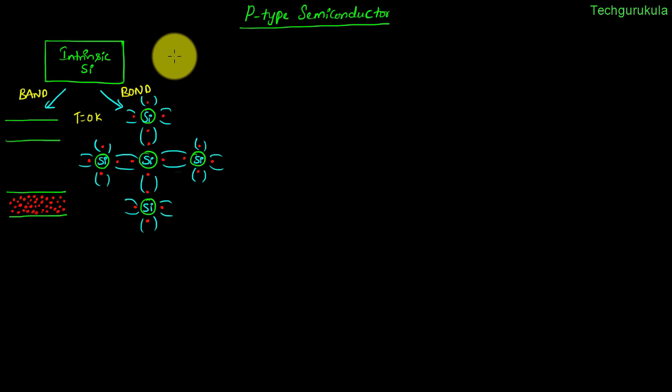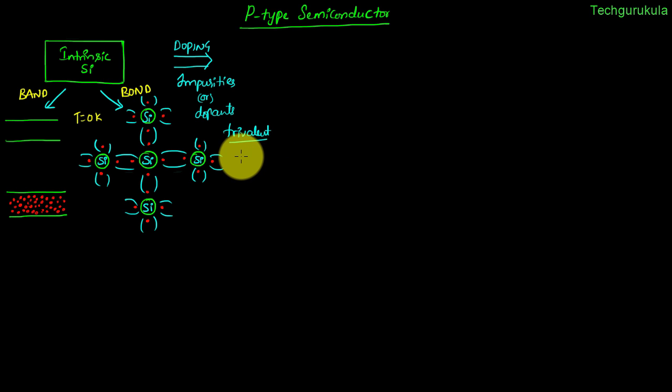Let me take this intrinsic semiconductor and add some impurities, or let's say dopants, in a controlled manner, which is called doping. And let's say these impurities are trivalent in nature. Examples of this trivalent, let's say, are boron, aluminum, gallium, indium. So let me take boron as an example for doping this intrinsic semiconductor.